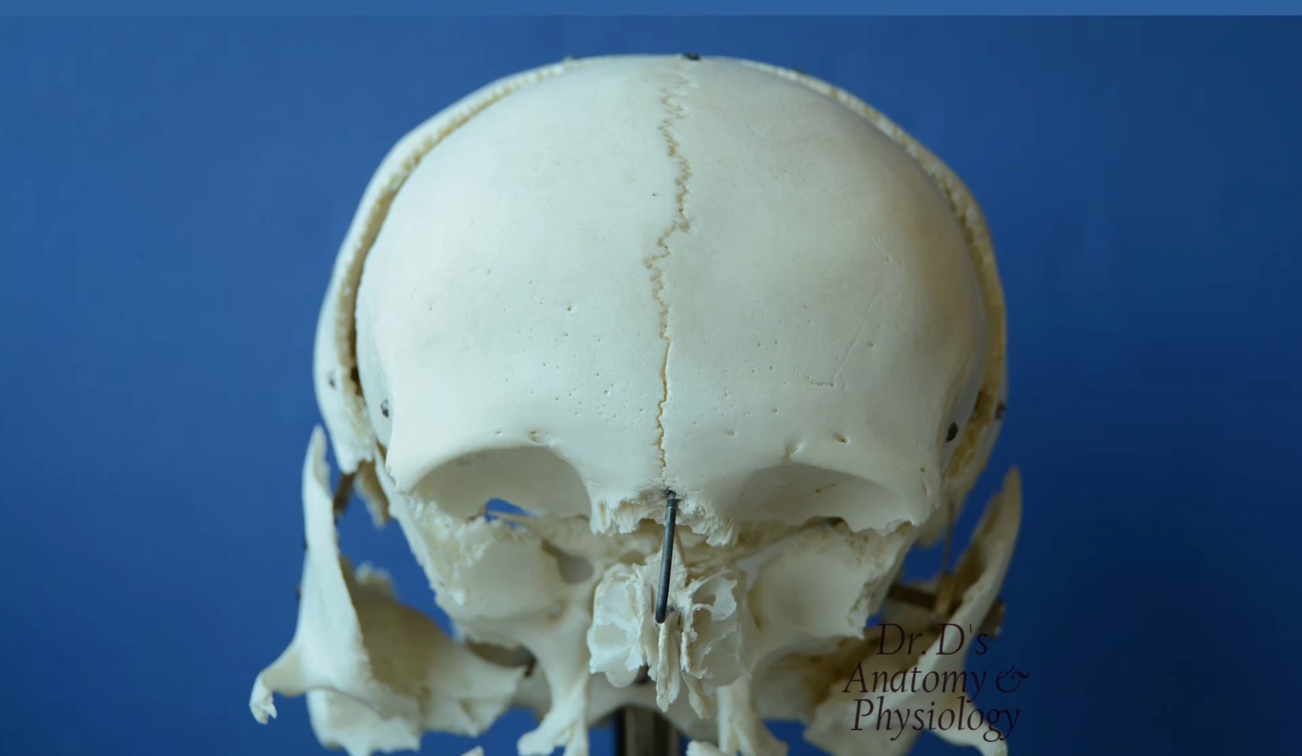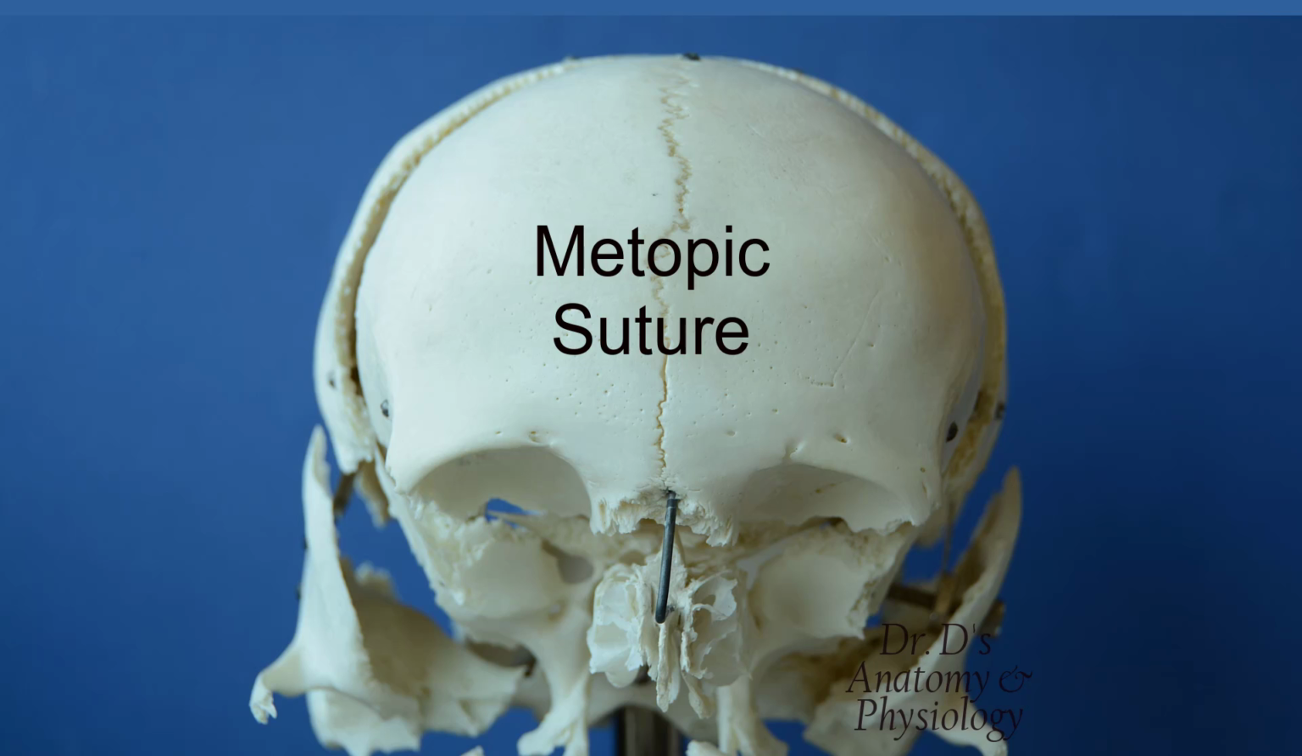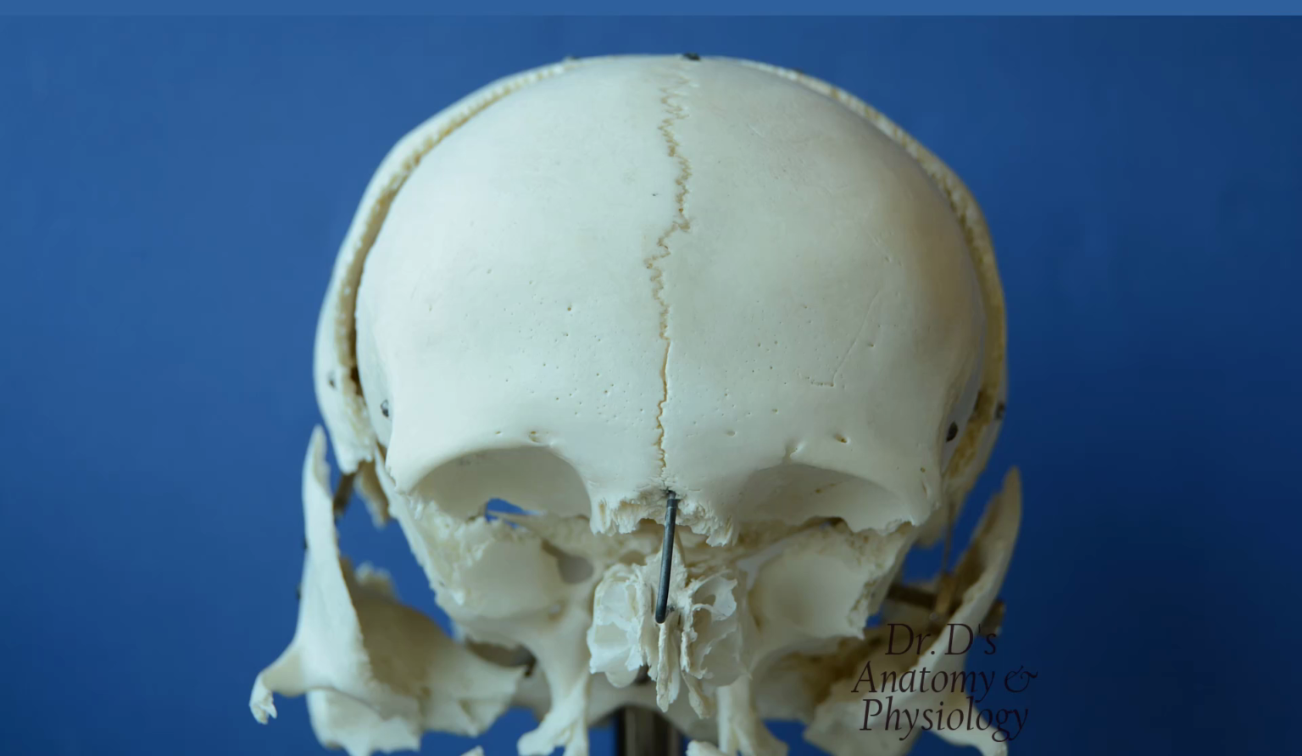This suture is referred to as the metopic suture. It's also known as the frontal suture. And it is uncommon to see this in a mature skull. So what is this? Is this an abnormality? Not necessarily. It probably didn't cause the individual any problems in life. However, it is something that is unusual and different as you look at different skulls. So this would be considered an anomaly, which does not necessarily have any pathological or serious consequences for the individual.